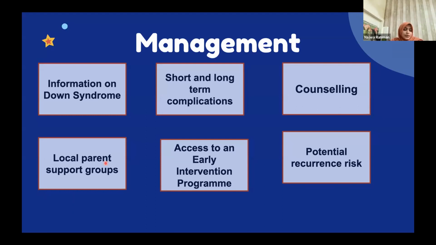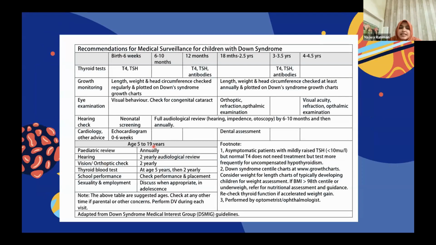Every child with Down syndrome should have access to an early intervention program as soon as possible, and advice on potential recurrence risk and contraception for the next pregnancy. Okay, these are the recommendations for medical surveillance for a child with Down syndrome. It is to monitor the complications of the child with Down syndrome.